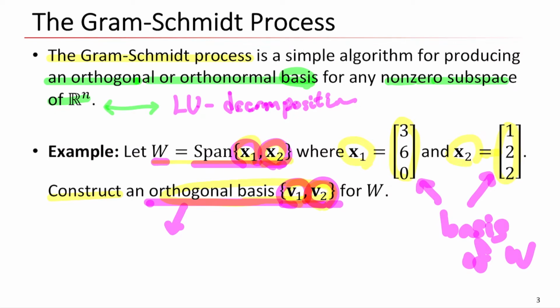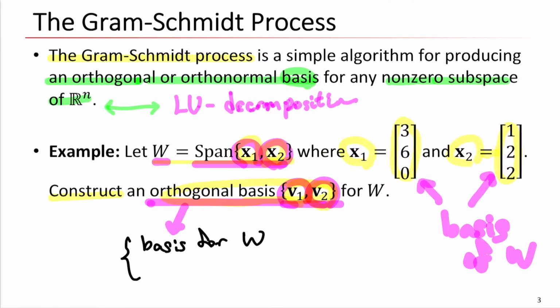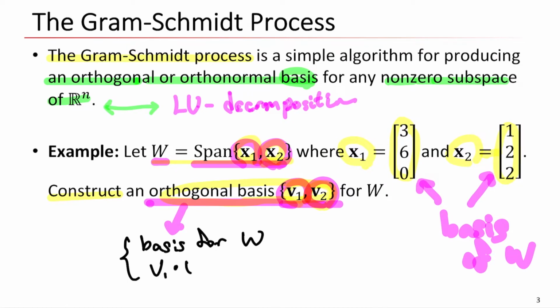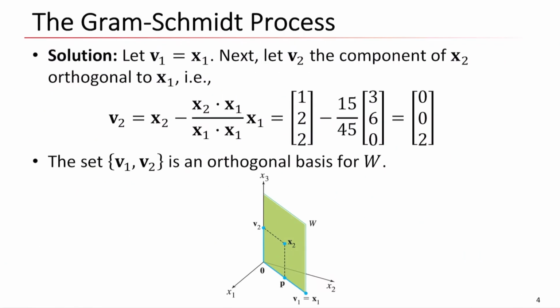So here, V1 and V2 should be a basis for W, and V1 and V2 should be orthogonal. So it means that V1 inner product V2 should be equal to 0, right? So let's find the V1 and V2 that satisfy this constraint, okay? Okay, so let me start.